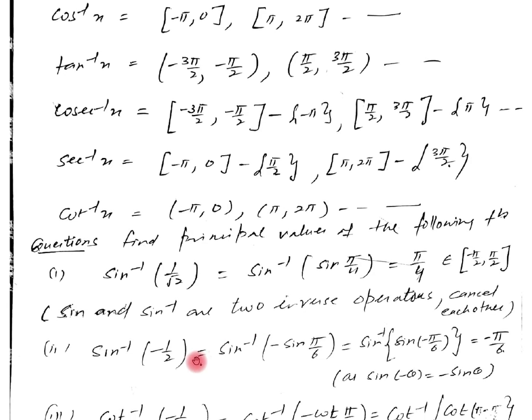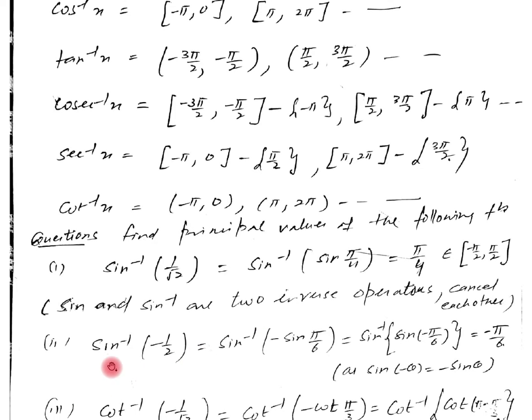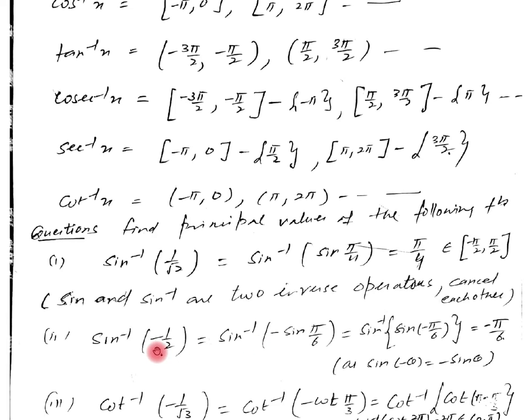Similarly, let us take another question. We have to find out the principal value of sine inverse minus 1 by 2. It can be written as sine inverse of minus sine pi by 6. Again, our answer will be in this interval. We know that sine of minus theta equals minus sine theta, so it can be written as sine inverse of sine of minus pi by 6. Again they will cancel each other. The answer is minus pi by 6.